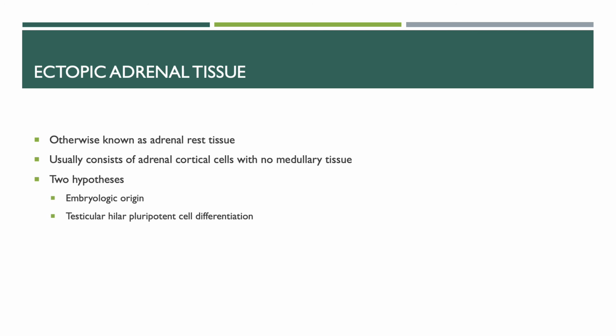The second theory is that it comes from cell differentiation in the testicular hilum in cases of testicular adrenal rest tumors. The thought is that testicular hilar pluripotent cells differentiate as a result of increased adrenocorticotropic hormone levels. Some animal studies have supported this theory. In these studies, male pups with adrenal aplasia can survive due to adrenal-like cells in the testes that produce glucocorticoids, while the female pups die.